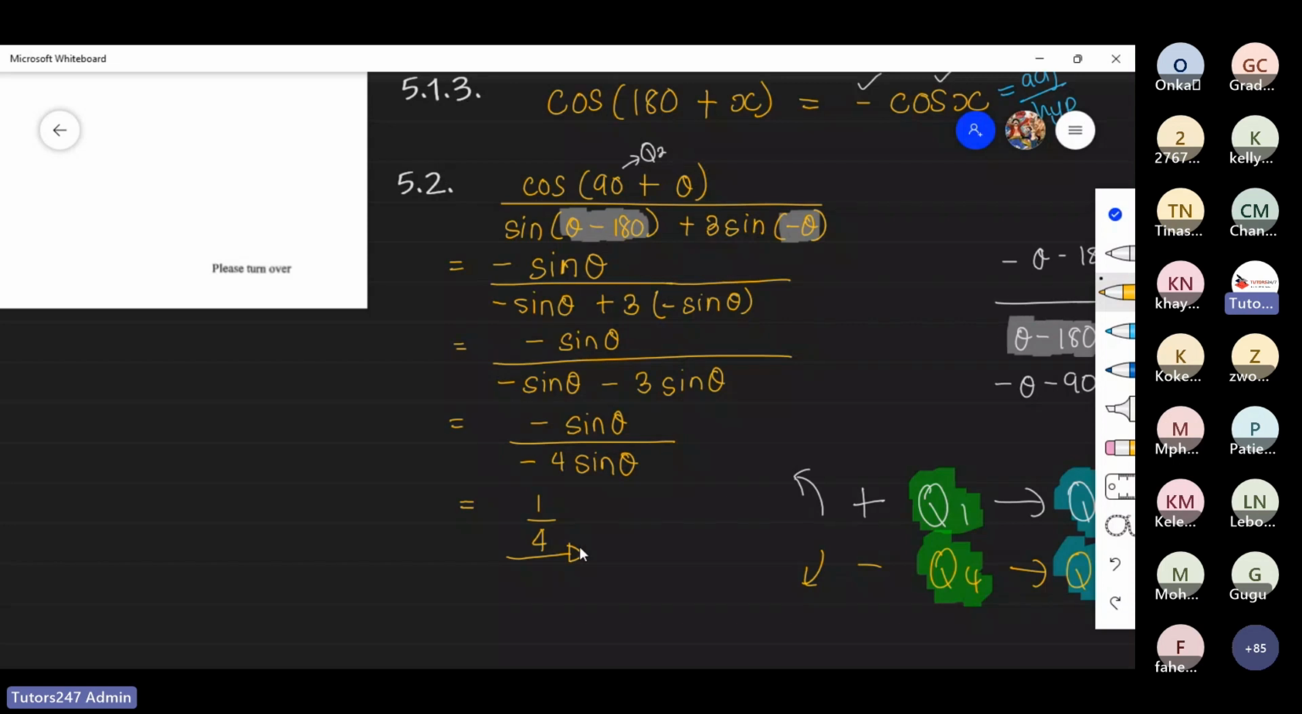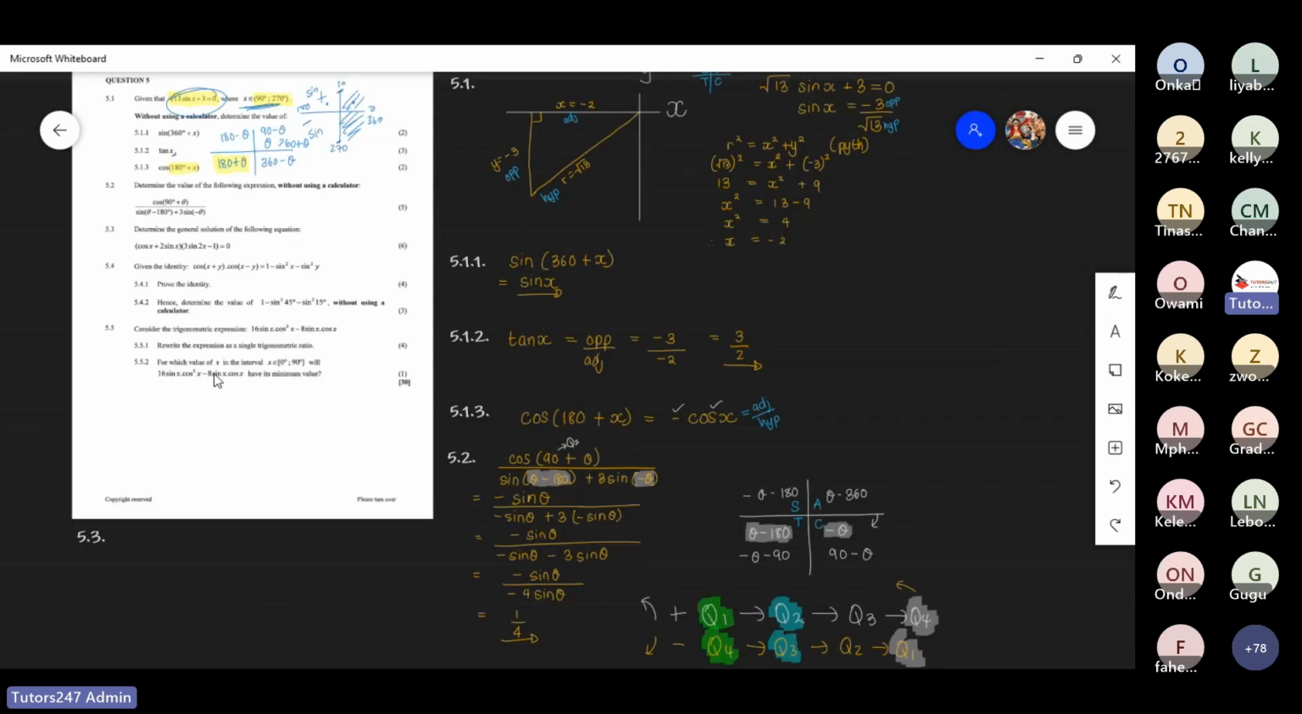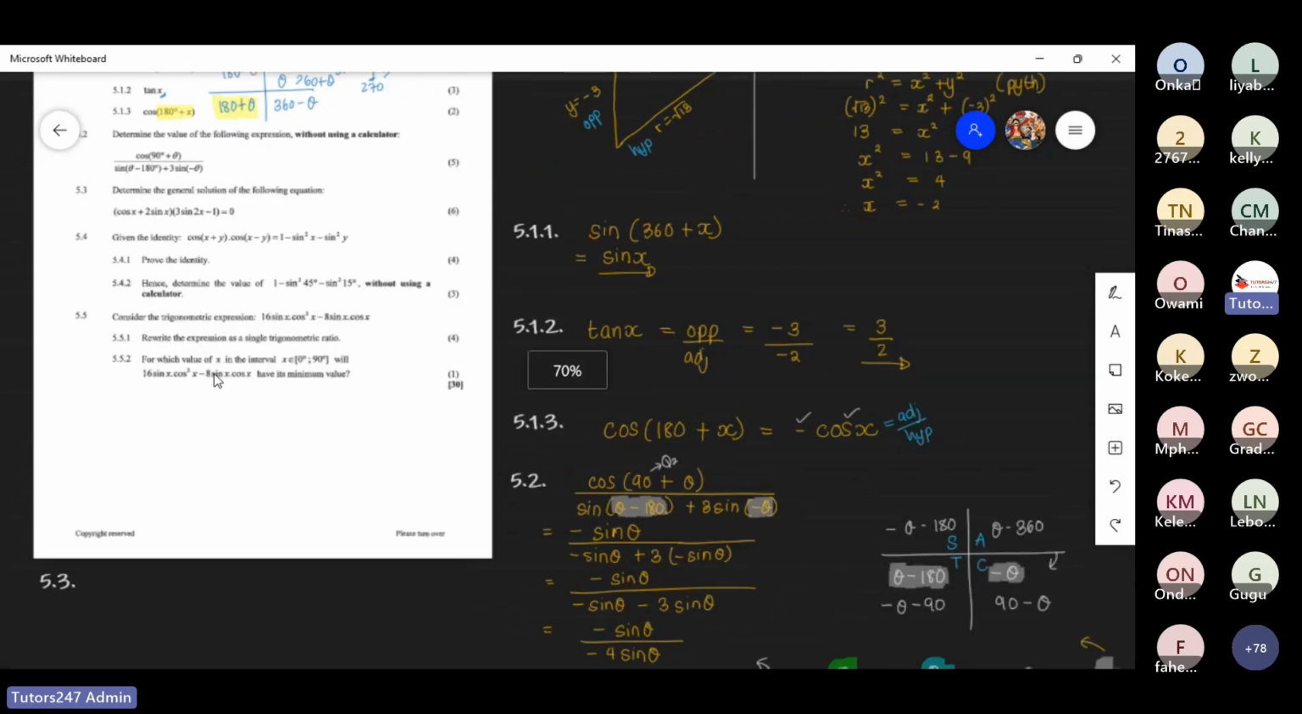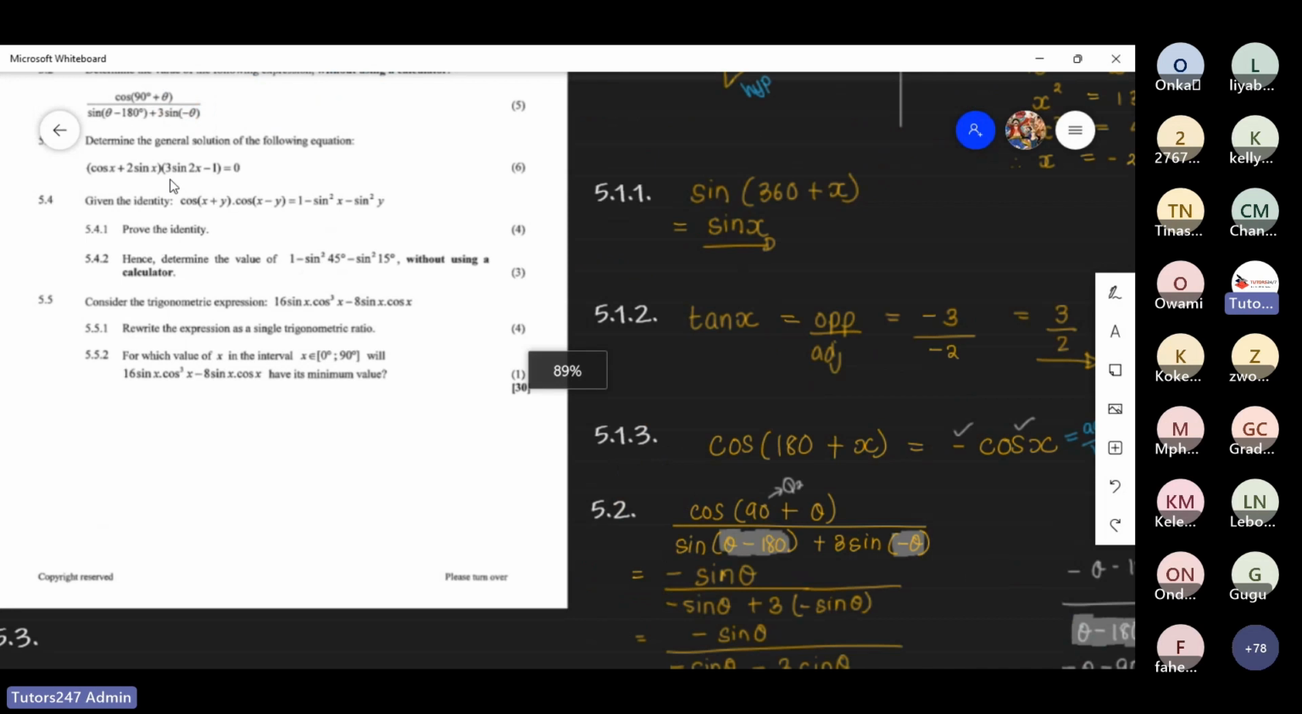Once we've identified which quadrants they were in using our CAST diagram, we were then able to determine whether it is positive or negative. From there, all we did was use algebra to simplify the expression. Now, let's have a look at question 5.3. 5.3 is a general solution question.